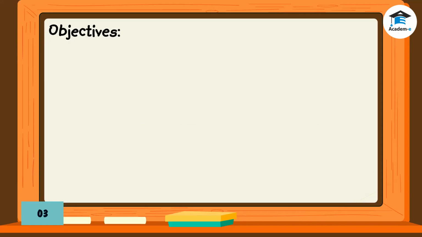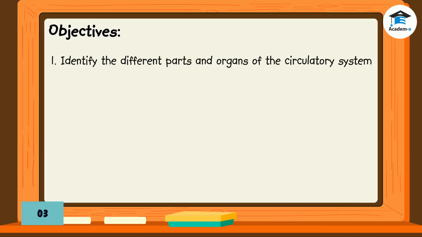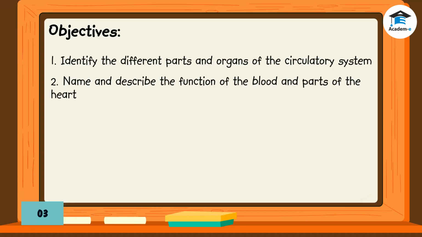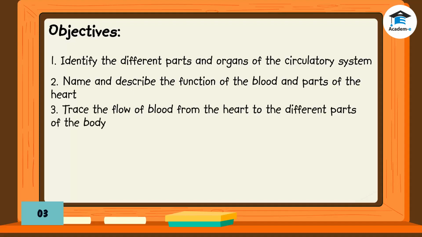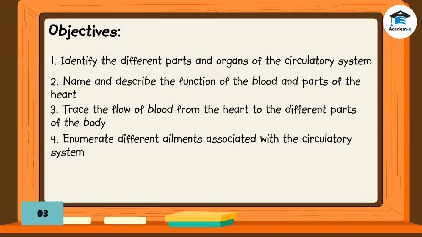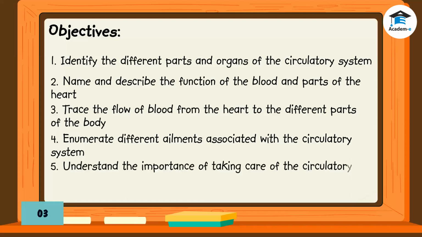At the end of the lesson, you should be able to: 1. Identify the different parts and organs of the circulatory system. 2. Name and describe the function of the blood and parts of the heart. 3. Trace the flow of blood from the heart to the different parts of the body. 4. Enumerate different ailments associated with the circulatory system. 5. Understand the importance of taking care of the circulatory system.